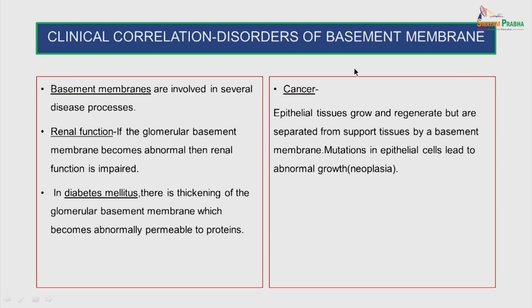So what about the disorders of the basement membrane? It's involved in several disease processes. In renal function, if the glomerular basement membrane becomes abnormal, then renal function is impaired. In diabetes mellitus, there is thickening of the glomerular basement membrane, which becomes abnormally permeable to proteins. In cancer, the epithelial tissues grow and regenerate but are separated from the support tissues by a basement membrane. So mutations in the epithelial cells lead to abnormal growth, which is neoplasia.